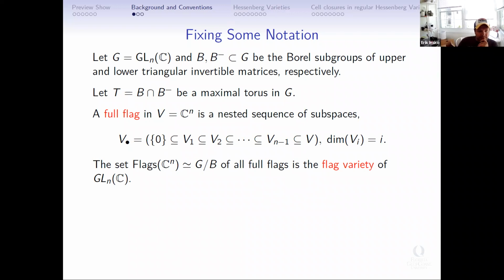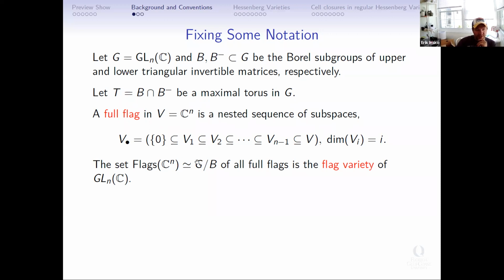So this is a slide that seems to appear on every talk about flag varieties, and it's almost too much information to understand, but it at least sets the convention so that if you've seen these talks before, you know what our notation is. In this case, we're going to let G be the general linear group of invertible n-by-n matrices, and B and B minus are the Borel subgroups of upper triangular and lower triangular invertible matrices, respectively. If you take the intersection of those two groups, you get the diagonal matrices, which is the maximal torus in GL_n(C). So this is just some notation that we're going to use later. And then we say that a full flag in C^n is a nested sequence of vector subspaces where the dimension of the ith piece is i.